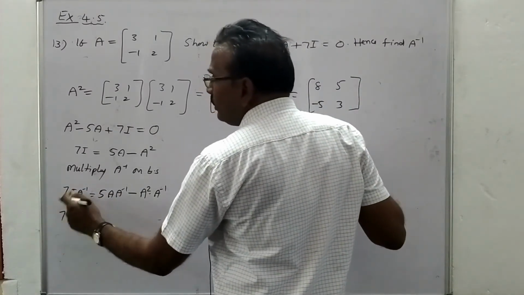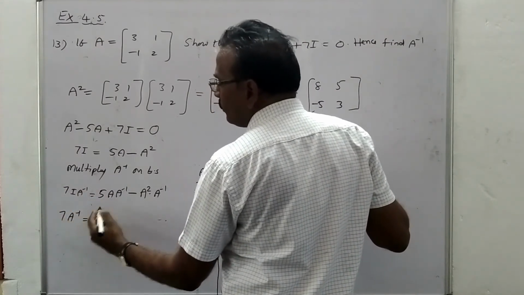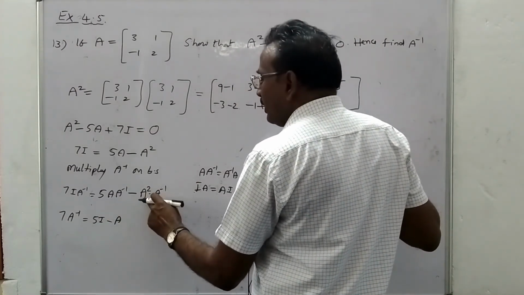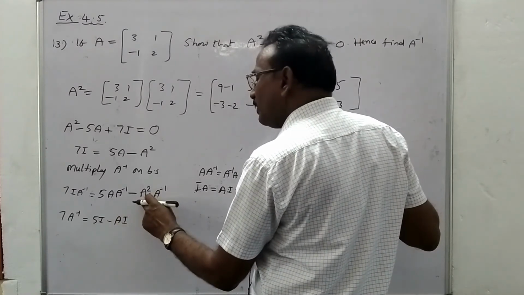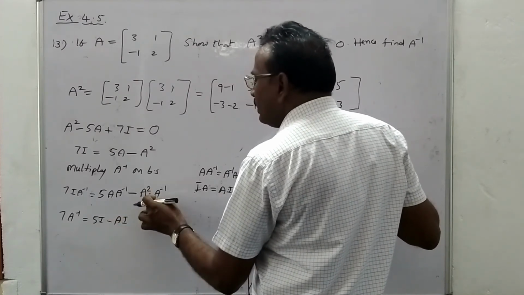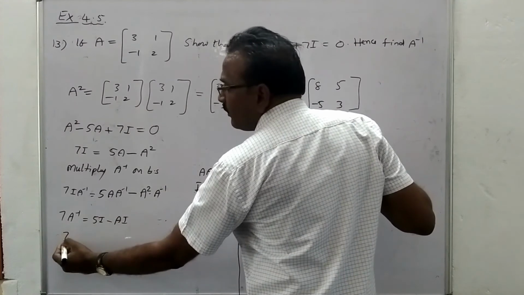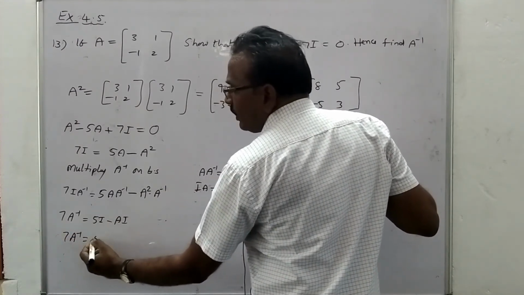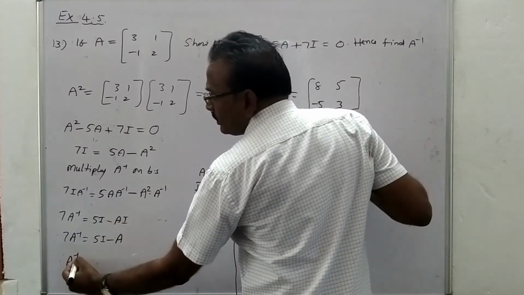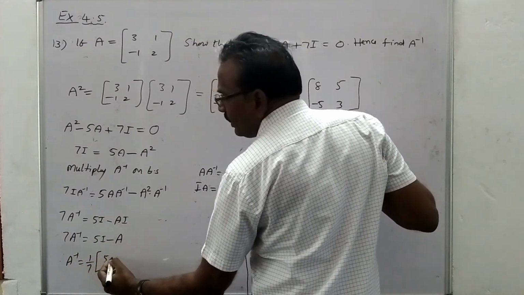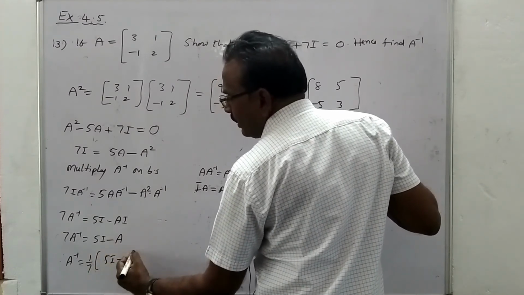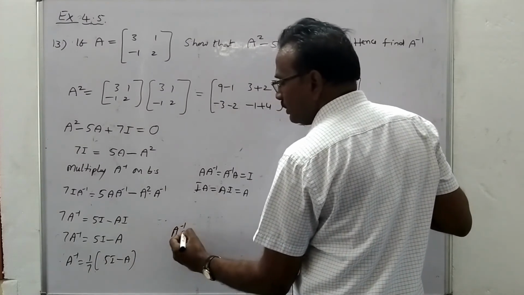From this, 7 into I into A inverse is A inverse, equal to 5 into A inverse is the identity matrix, minus A into another A. A square is A into A, so take one A into A inverse, write another A outside, A into A inverse is I. So that is 7 into A inverse is equal to 5 into the identity matrix minus A into the identity matrix, which is matrix A. So therefore A inverse is equal to 1 by 7 into 5I minus A.